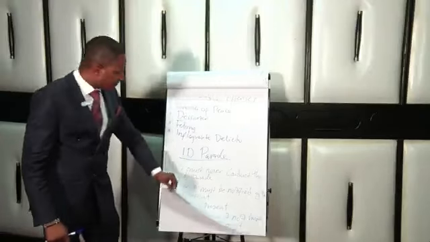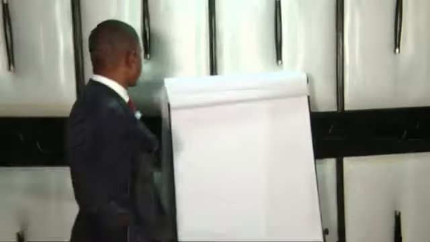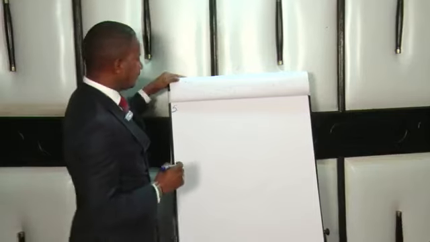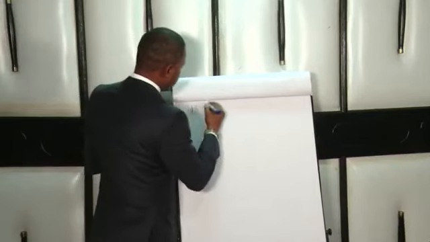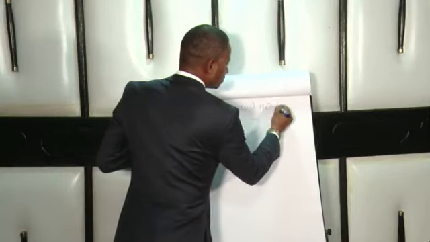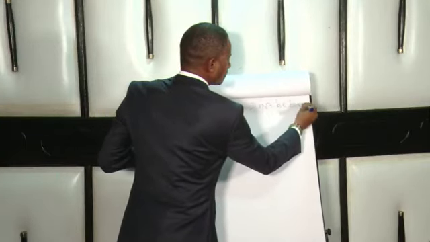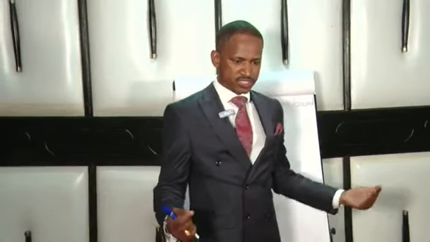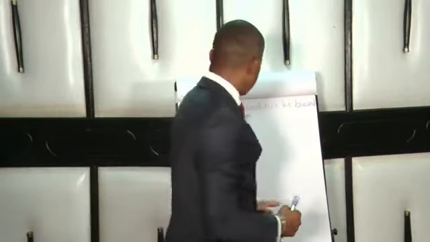Number 5, the ID parade must not be biased. Biased means that probably the person conducting the ID parade just comes and says that there are witnesses around, the victim is around, and says, I think you're the one who did this. Already you are biased. So it must not be biased.